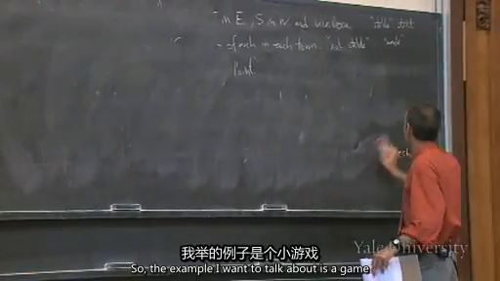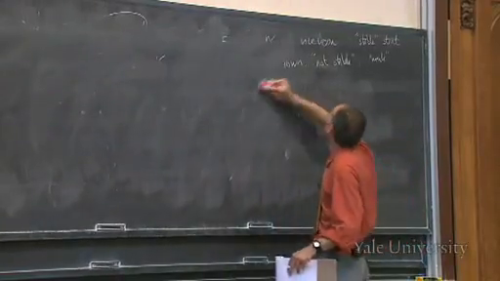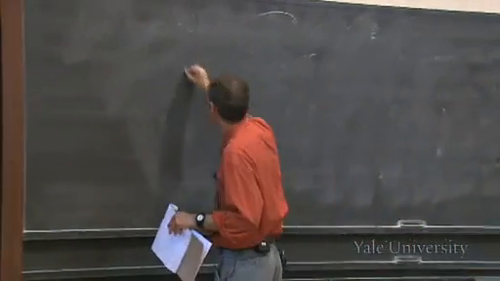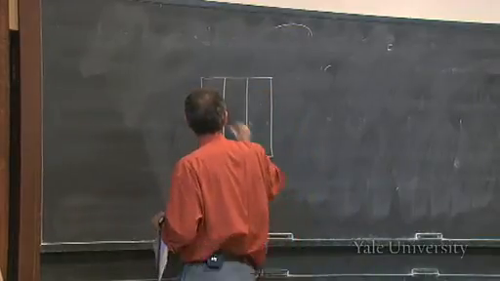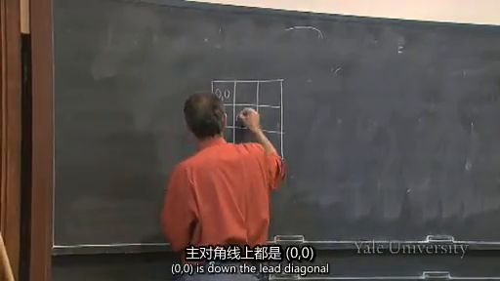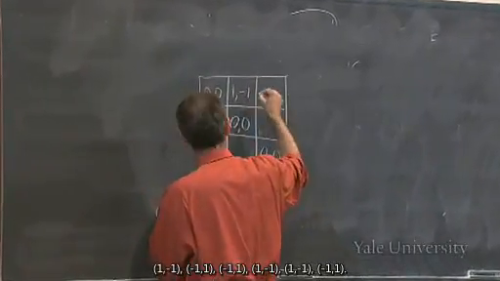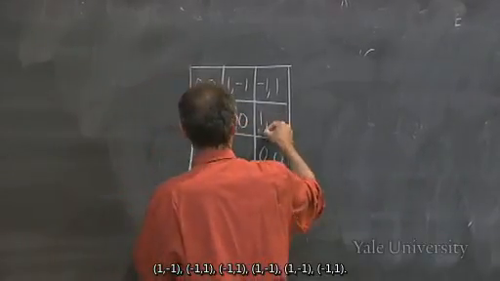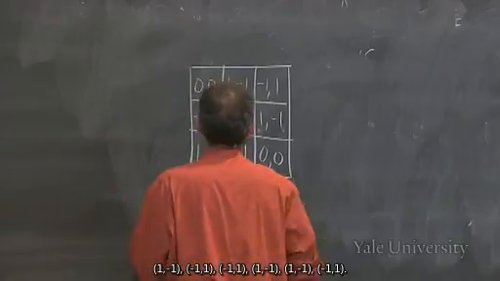So the example I want to talk about is a game that I think is familiar to a number of you. But I'll put up the payoffs and see. So the payoffs look like this. There are 2 players. Each of them has 3 strategies. And the payoff matrix looks as follows. 0, 0 is down the lead diagonal. And going round, it's going to be 1, minus 1, minus 1, 1, minus 1, 1, 1, minus 1, 1, minus 1, minus 1, 1.